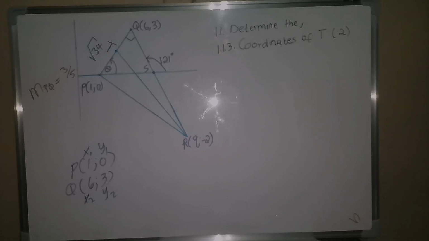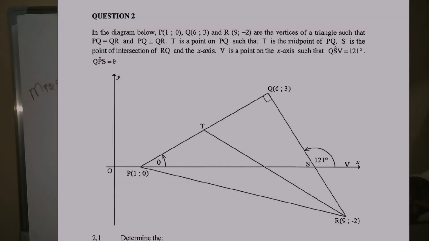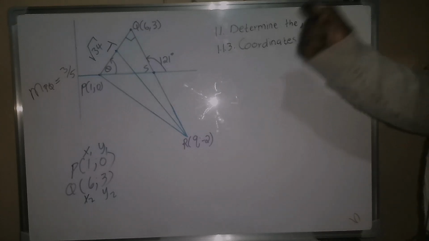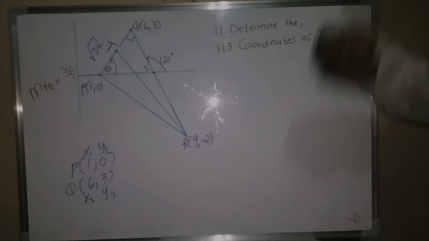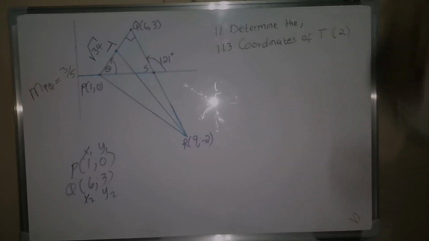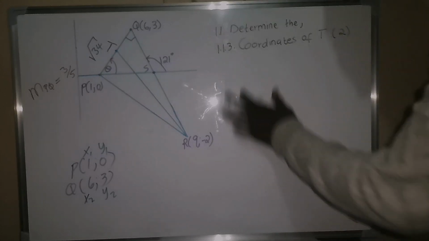Determine the coordinates of T for 2 marks. Remember, on the statement, they said that T is a point on PQ such that T is the midpoint of PQ. The only way to find the coordinates of T, if they said that T is the midpoint, that means it is the middle point of PQ, is by using the midpoint formula to find the coordinates of T.